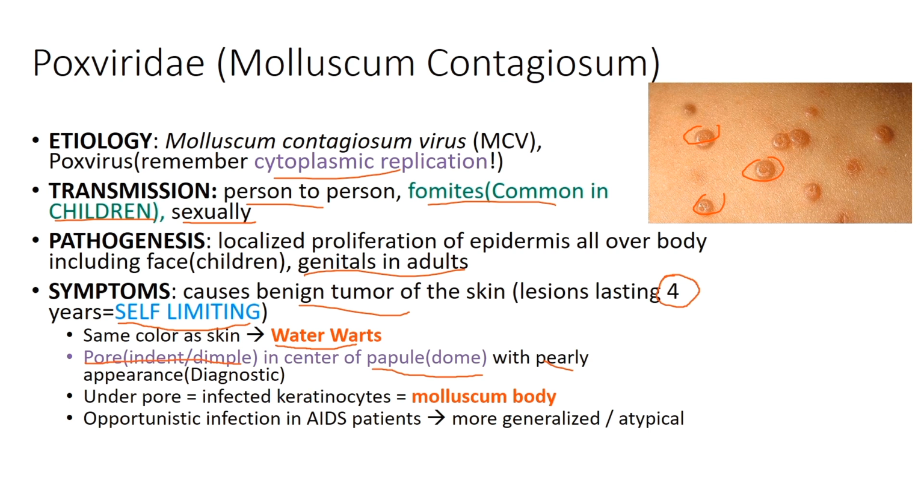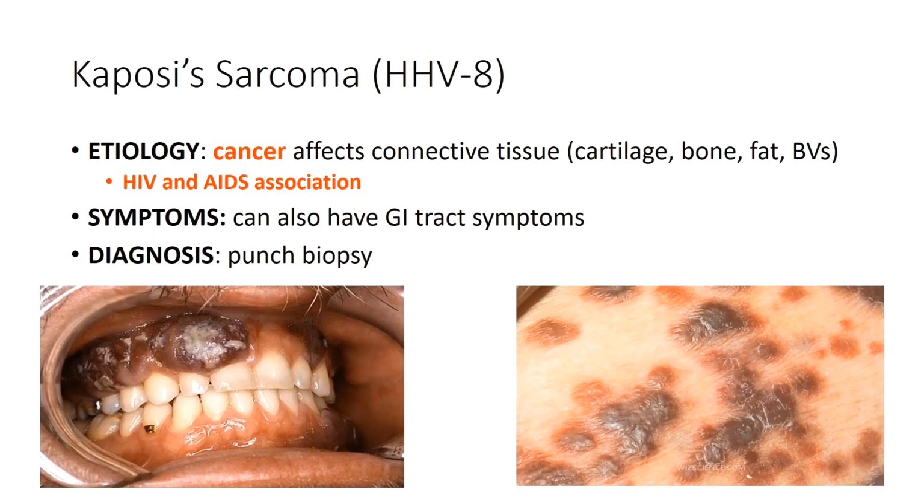And if we were to histo, if we chopped one of these guys up and cut it transversely across, under the pore we have these infected keratinocytes, and we call this a molluscum body. So this is something you want to look for in diagnosis, or further confirmation, I guess. And if you have an opportunistic infection, this actually can cause it all over the place, so this is bad. But again, remember, it lasts for 4 years. In children, it has this dome shape with a dimple in the middle, and that is your molluscum contagiosum.